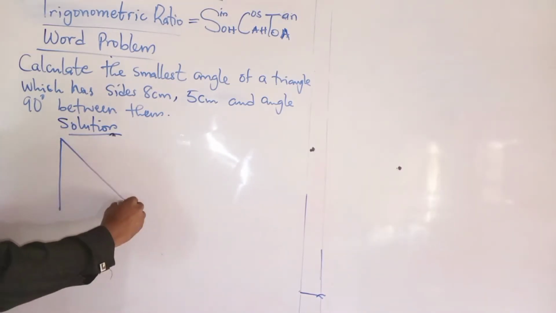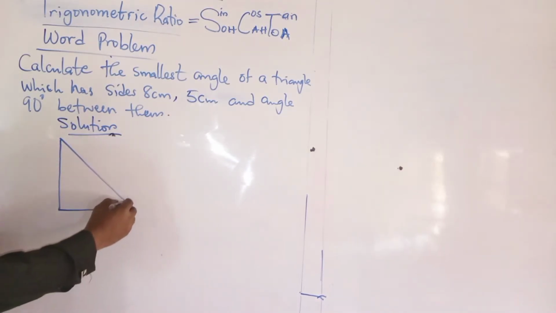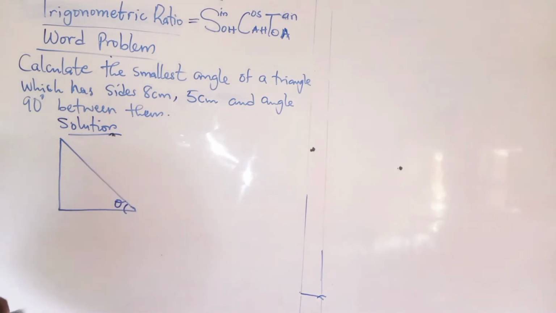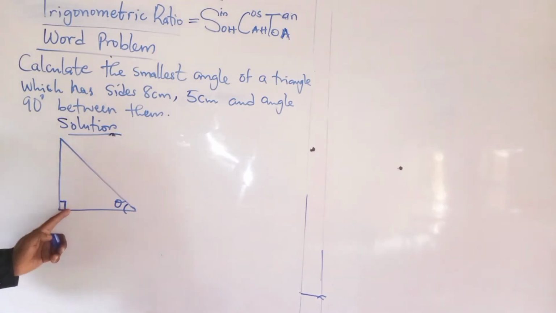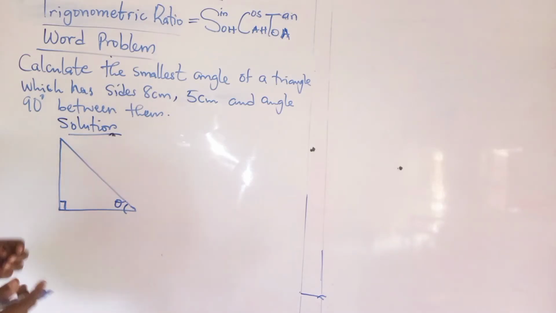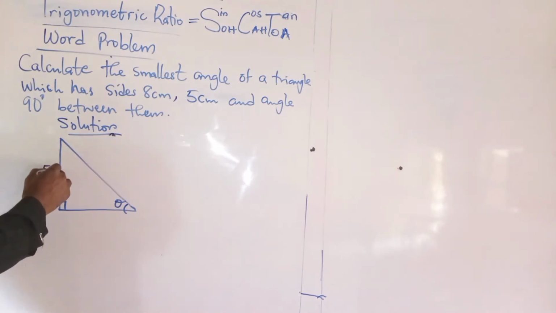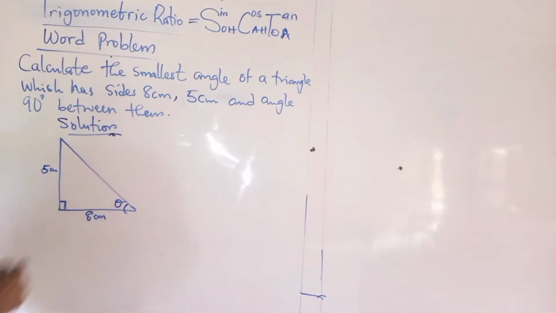Draw a triangle. Assume that this is theta, the smallest angle we're looking for, and the question says angle 90 between them. So here I can use tan. Let's assume that this is 5 centimeter and here is 8 centimeter.